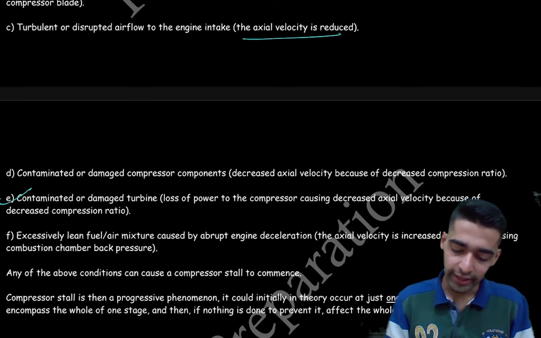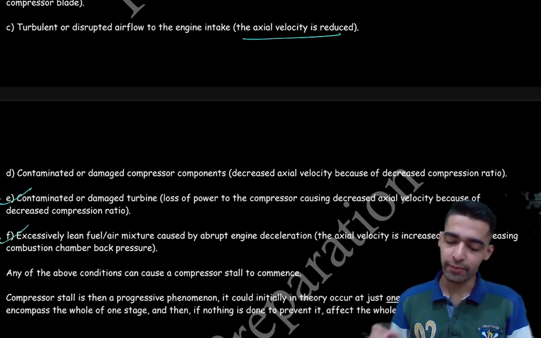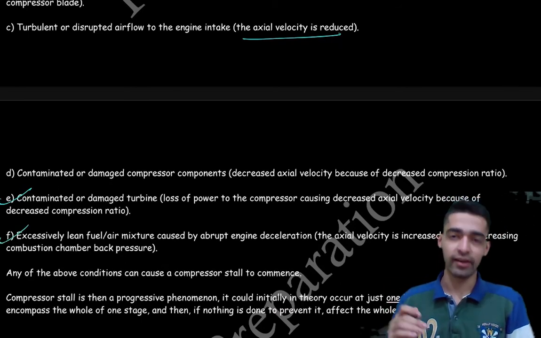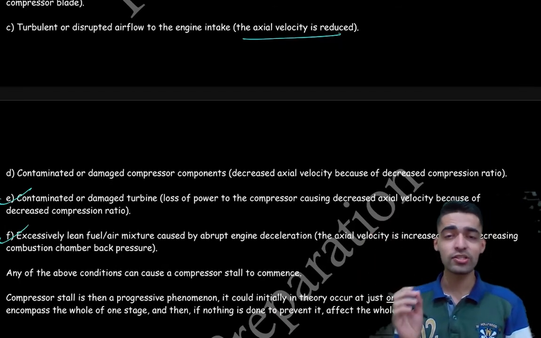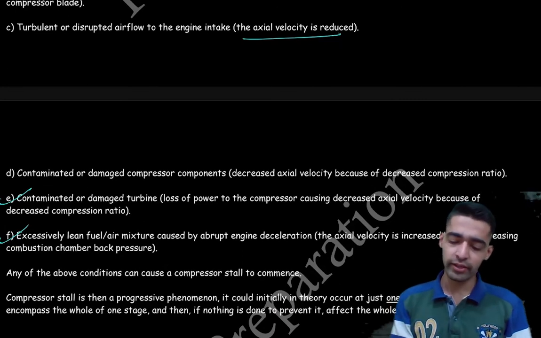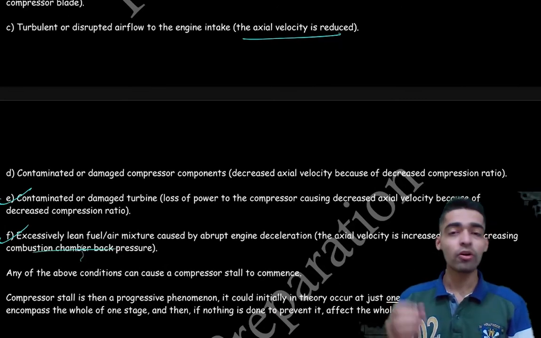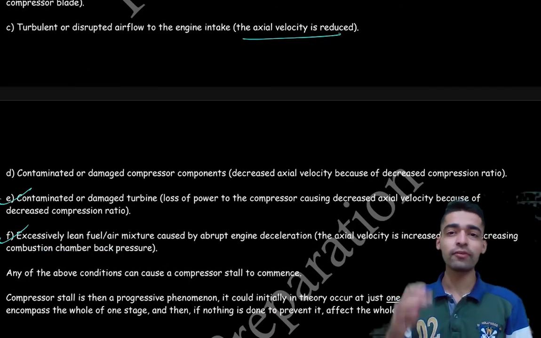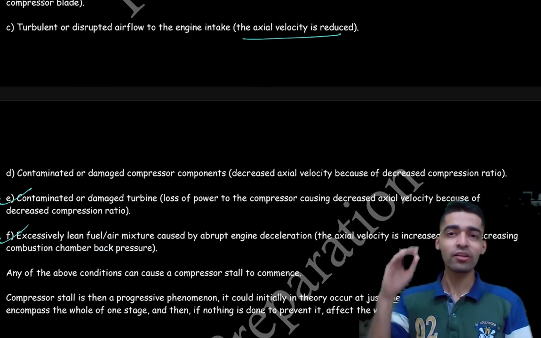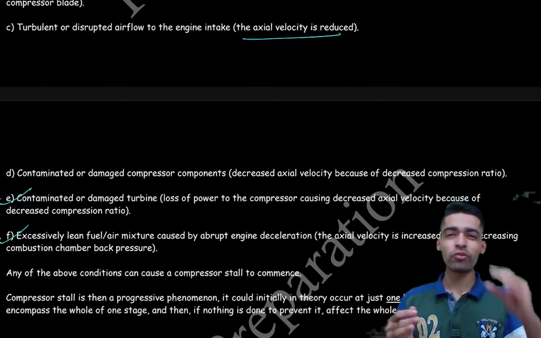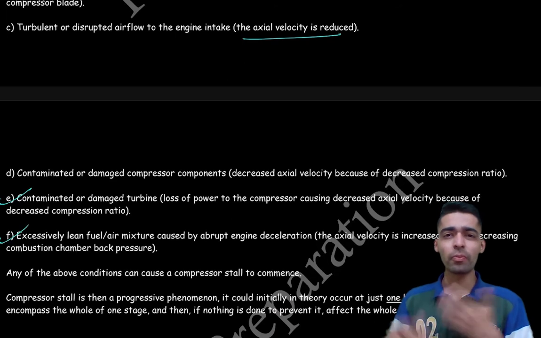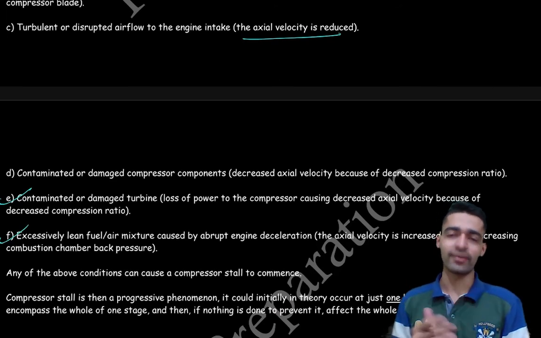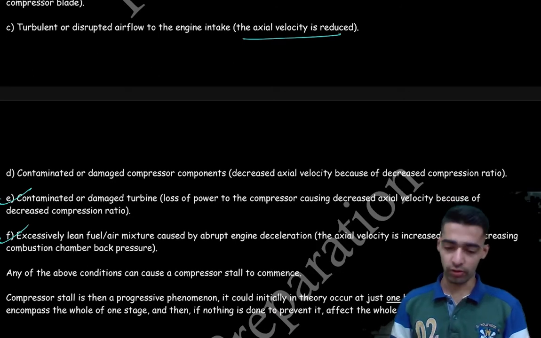Then comes point F, excessively lean fuel-air mixture caused by abrupt engine deceleration. When you decelerate, your engine was having a very rich fuel ratio. Now, lean fuel will happen due to the decrease in speed. If you decrease your speed, the fuel will also decrease, so that the speed could be decreased. Because of this less rich fuel, the turbine will not be able to get a good amount of thrust. So that is the reason this could again cause a compressor stall.